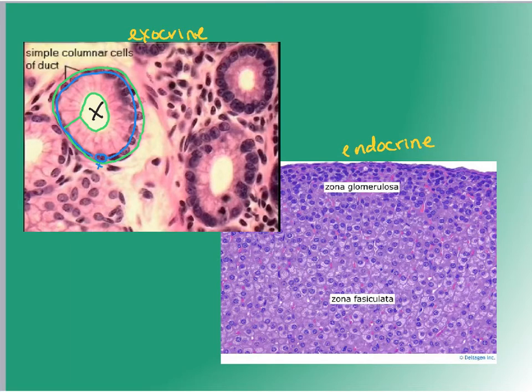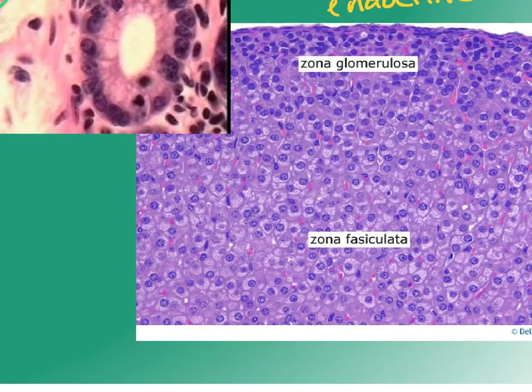Whereas if we look at the picture on the right, that's an example of an endocrine gland. There are no ducts. Each one of these cells that you see here is secreting a product, but there aren't any ducts. That product, when it's secreted from these cells, is going to get taken up by tiny blood vessels and transported to other areas of the body.